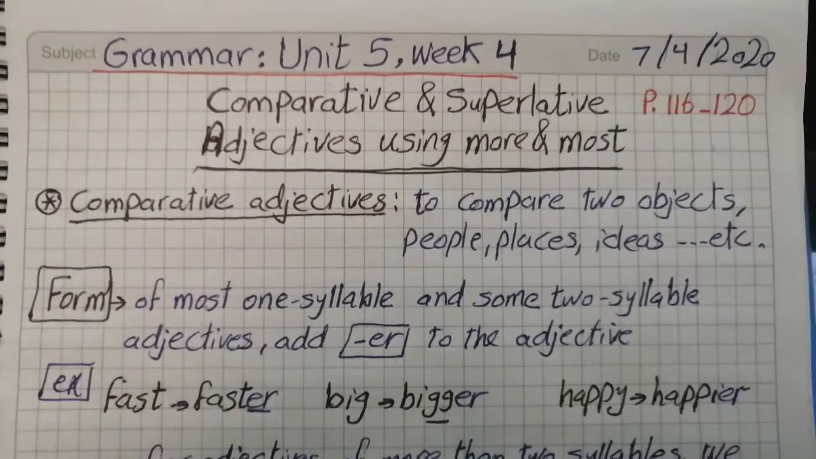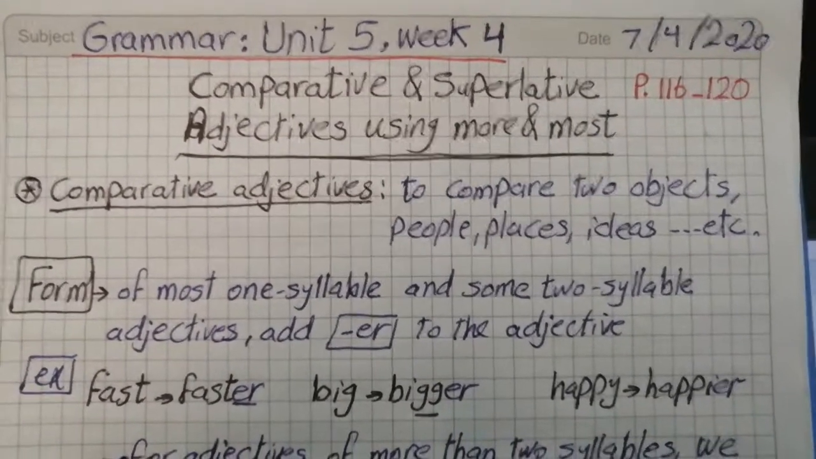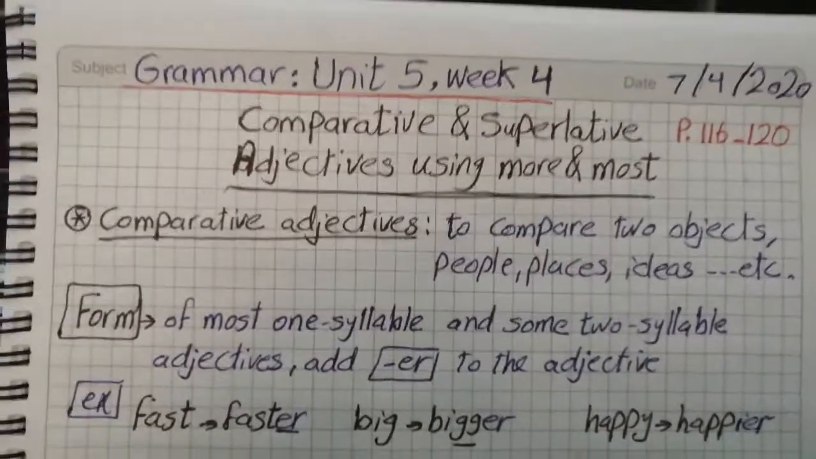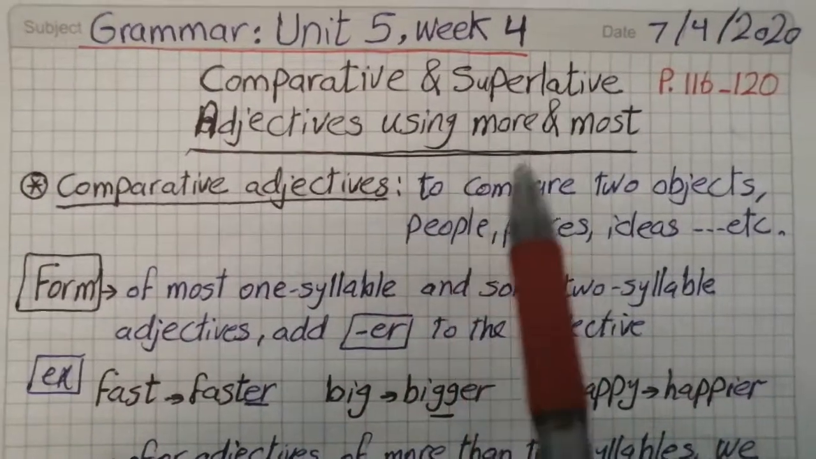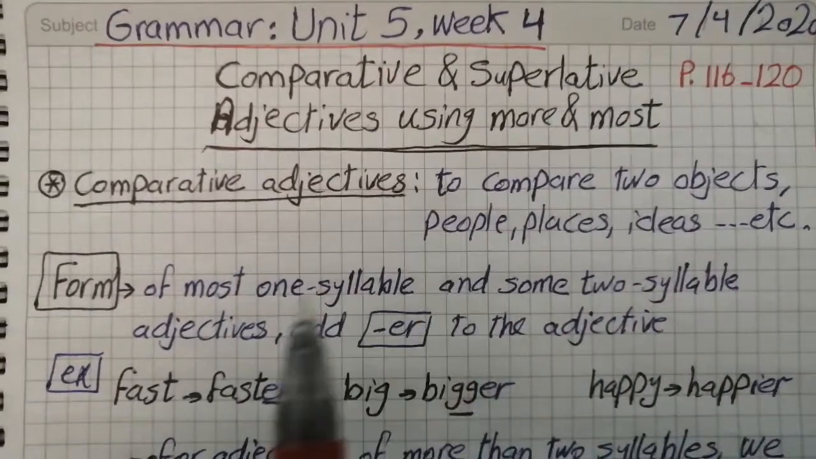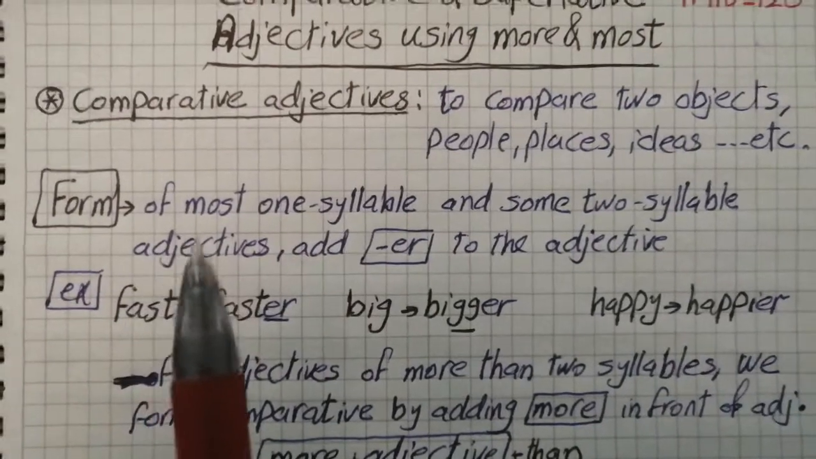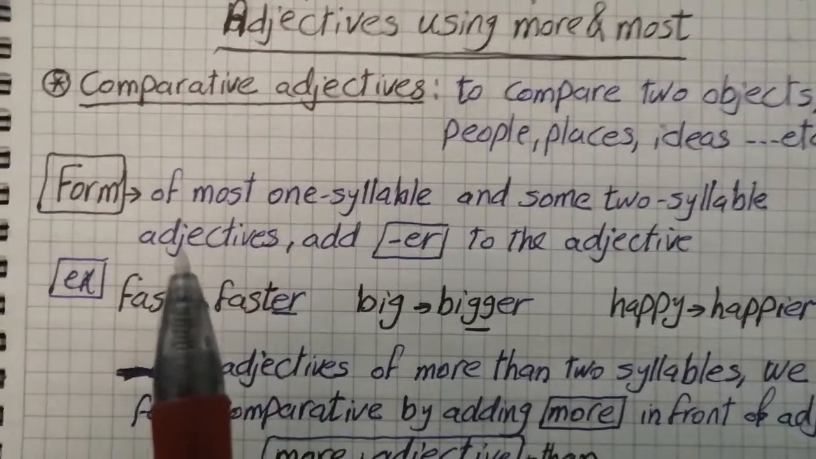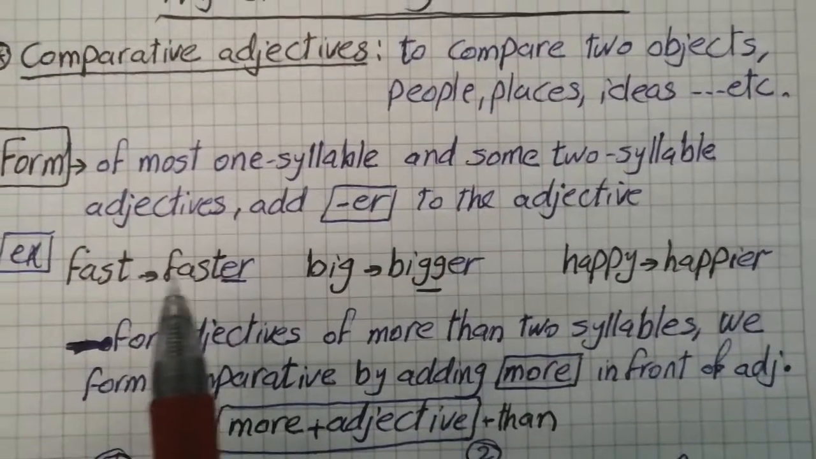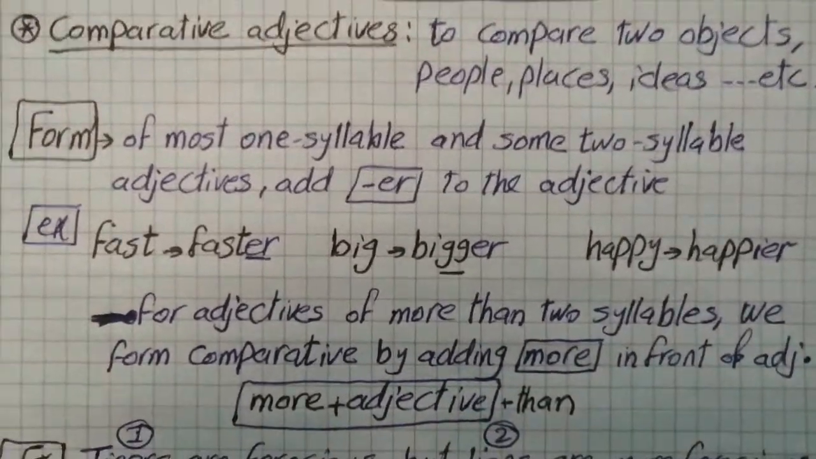Our lesson today is Grammar, Unit 5, Week 4: Comparative and Superlative Adjectives using more and most. Grammar book, page 116 to 120. First, comparative adjectives are used to compare two objects, people, places, ideas, things, etc. To form the comparative of short adjectives, with one or two syllables, as we learned in the previous lesson, we just add -er to the adjective. For example, fast, faster; big, bigger; happy, happier. And don't forget the spelling rules we learned about.